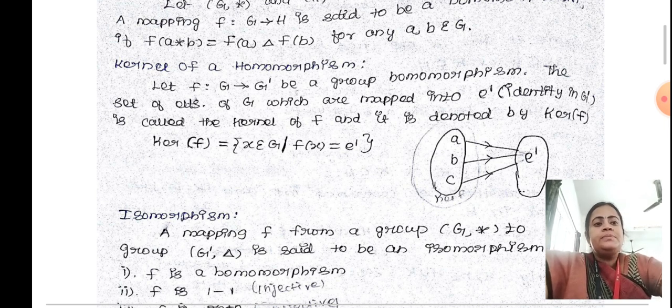That is, we have some set of elements in the group G, let it be a, b, c, d, etc. And in the group G dash, you have many elements, but some elements in the group G can map to only one element, that is our identity element e dash. So you have to collect all those elements and put them into a set called the kernel of f. So the kernel of f is nothing but all the elements mapped to the identity element e dash, called the kernel of the homomorphism or kernel of mapping f.